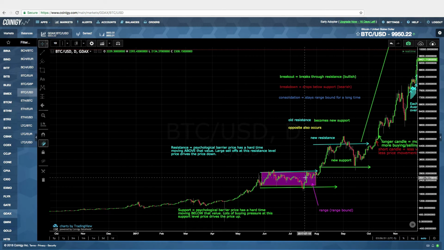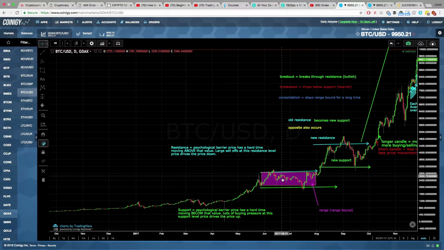And like I said before, a breakout breaks through the resistance, and this indicates a bullish trend upwards. And if it were to break down, that means that it drops below the support, and that usually indicates a bearish sentiment. And then consolidation means that it just stays range bound for a really long time.